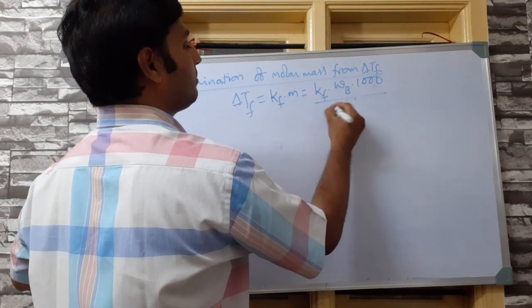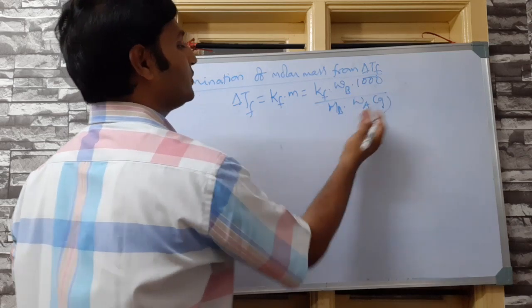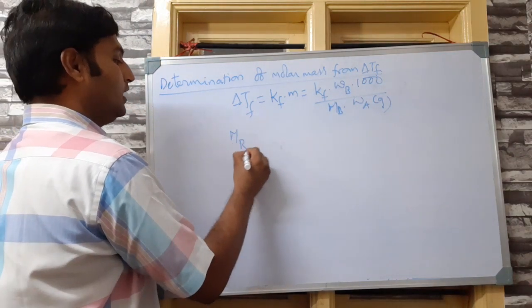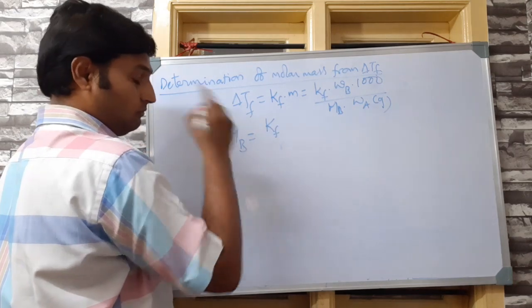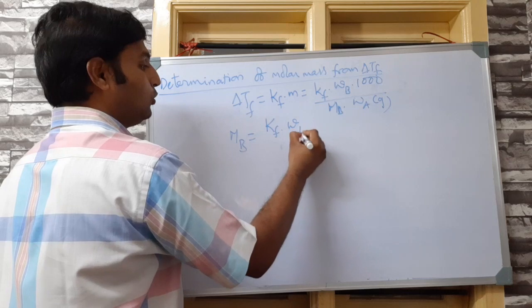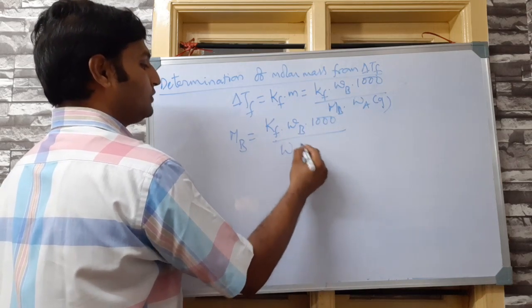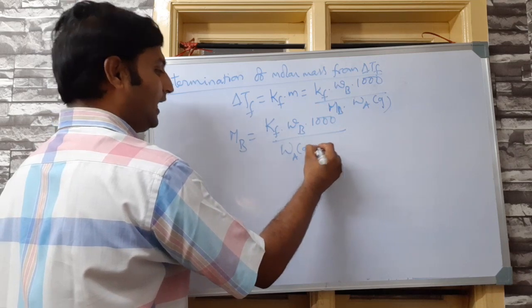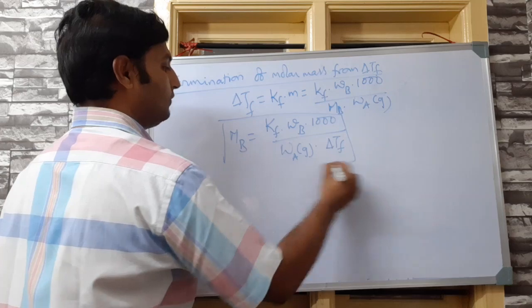I mean molar mass of solute into weight of solvent in grams. Now bring molar mass to the left side. So molar mass of solute is equal to Kf, that is cryoscopic constant, into weight of solute into 1000 divided by weight of solvent in grams into delta Tf, that is depression in freezing point.